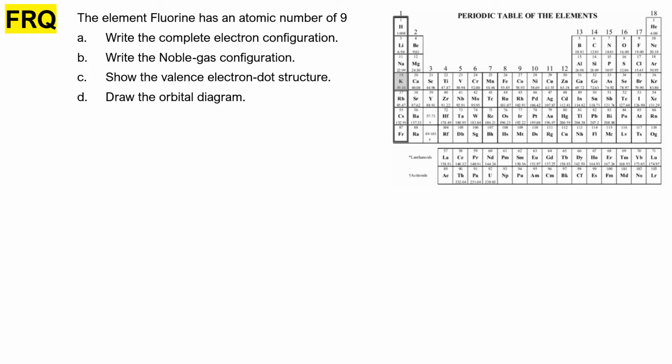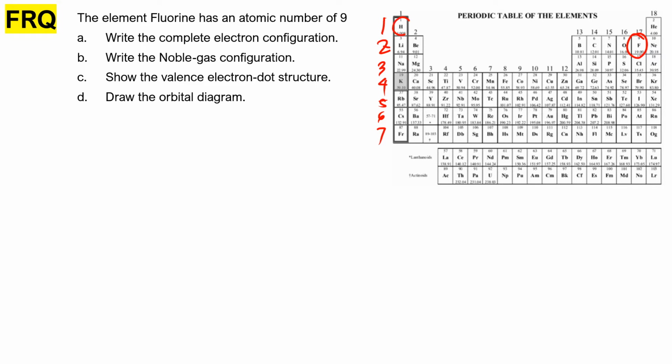For letter A, in writing the electron configuration, we have here the periodic table of elements. You notice that this is our fluorine, located in group number 7 and period number 2. So this is 2, this is 1, 3, 4, 5, 6, and 7. Now, it's really very easy. We'll just start here.